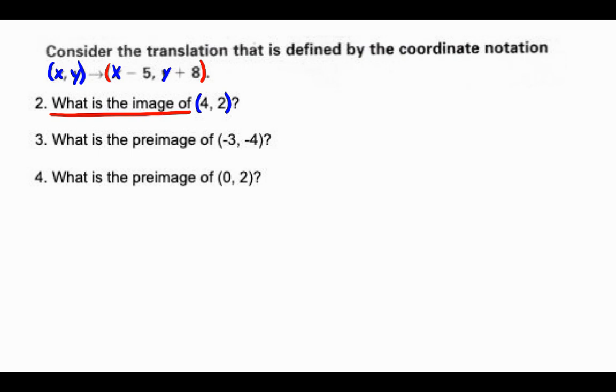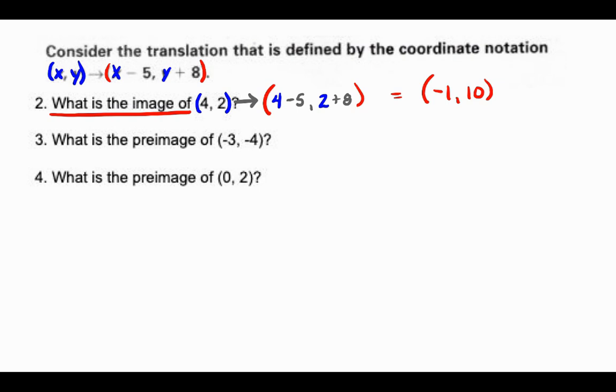So this one just uses our notation as stated. We're going to take the (4, 2) and transform it into our new location by taking my x coordinate of 4 and subtracting 5, and then taking the y coordinate of 2 and adding 8. So we're just going to substitute those values in, and we end up with our image at the point (-1, 10).